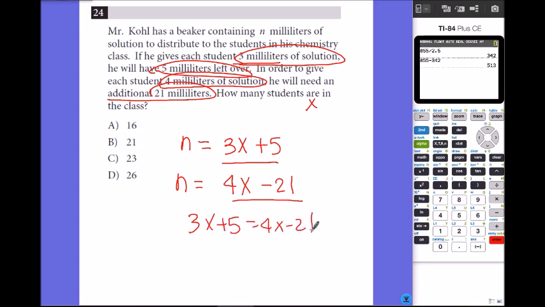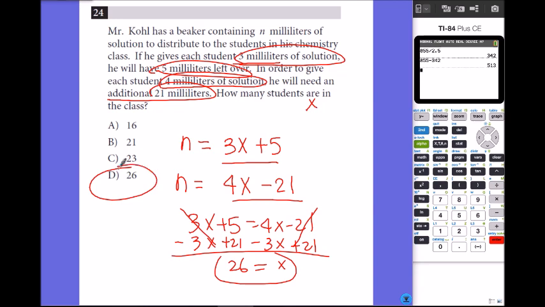Then you can solve for x. So move the smaller x's to keep the x positive, and add 21 to move it to the other side. So I get 4x minus 3x is x, and I get 26. So x is 26. D.